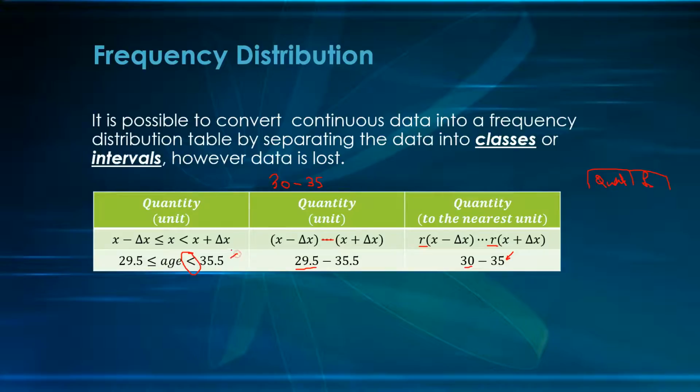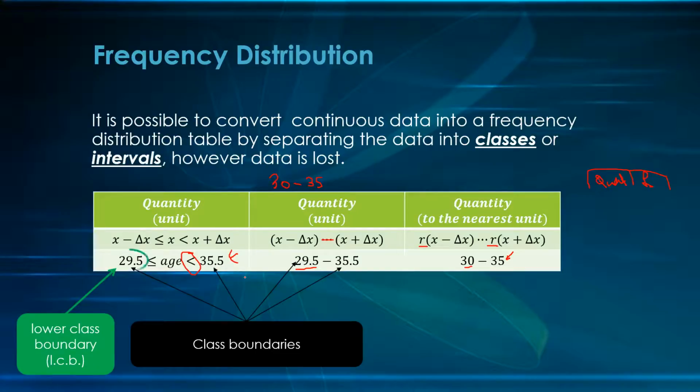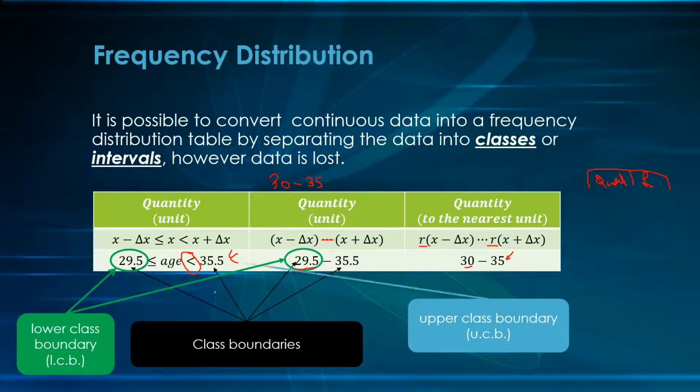This value here is what we will be using when we deal with Excel and try to find particular values. Now these quantities, these values, are usually called class boundaries, and there is a lower class boundary, which in this case is 29.5, and an upper class boundary, in this case 35.5. These are what we will use to determine the class interval, the width of the interval.